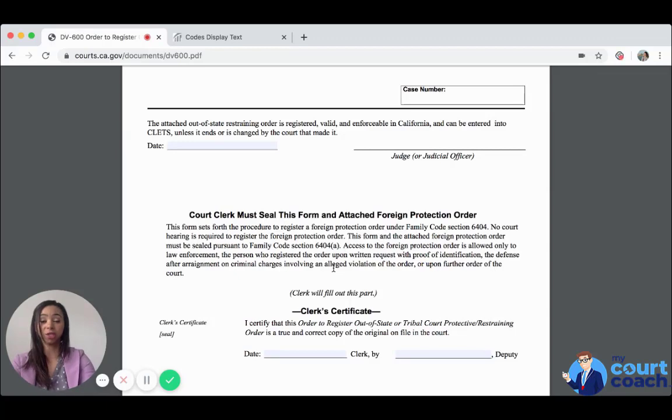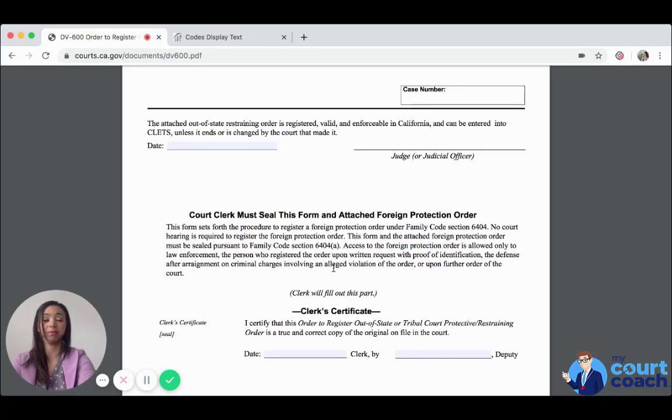So the attached out-of-state restraining order is registered, valid, and enforceable in California, and can be entered into the California law enforcement telecommunication system unless it ends or is changed by the court that made it. So this also tells you that just because you register the order here in California does not mean that you can go now to the local courthouse to change the restraining order. So you can't do that.